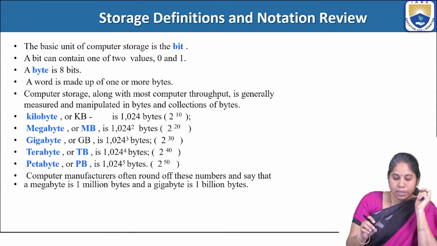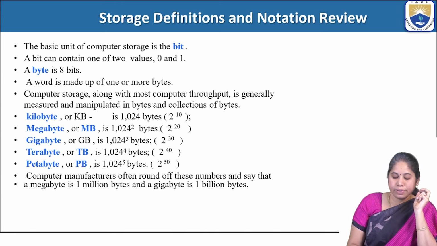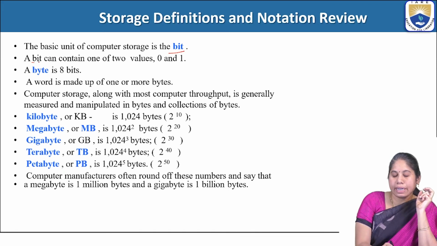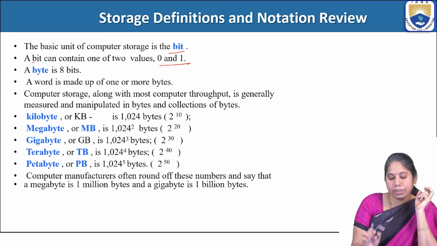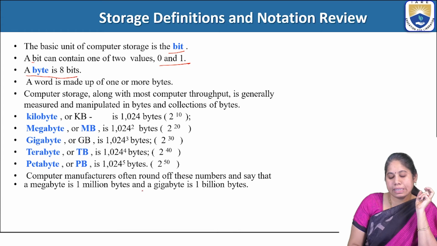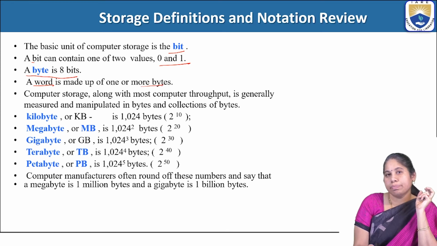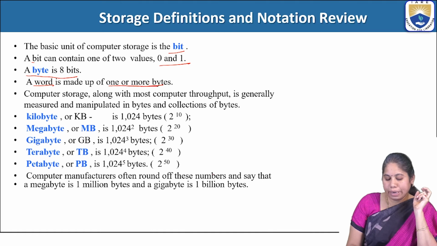Now I just want to give a brief overview of the storage definitions and notations we are going to use. The storage element we call a bit. A bit contains either 0 or 1. A byte is nothing but 8 bits. A word is made up of one or more bytes.